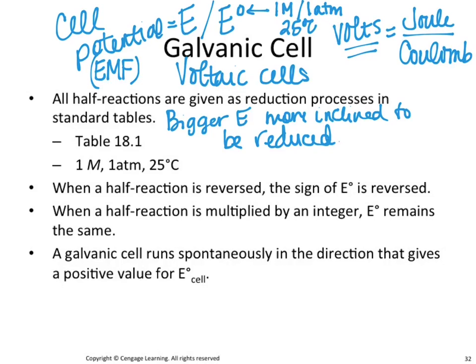So what we're going to do is take our reactions and put them into half reactions. If we flip a reaction, then we're going to flip our E.